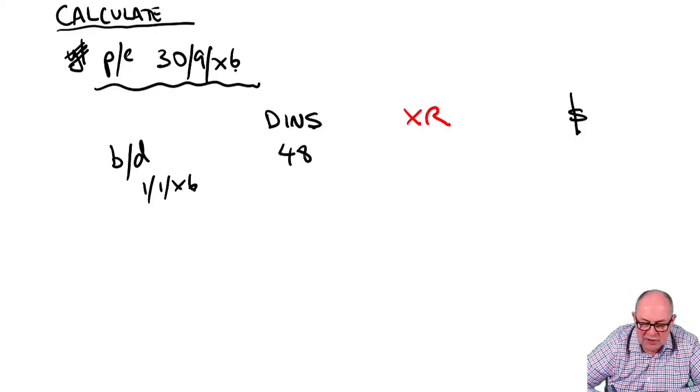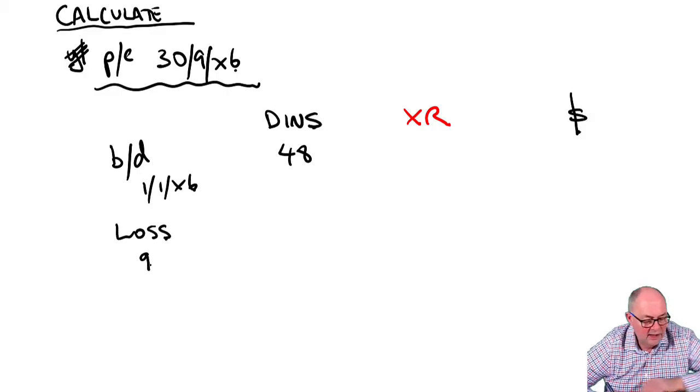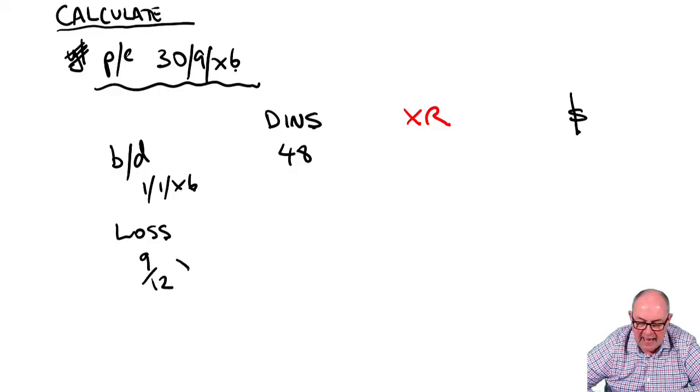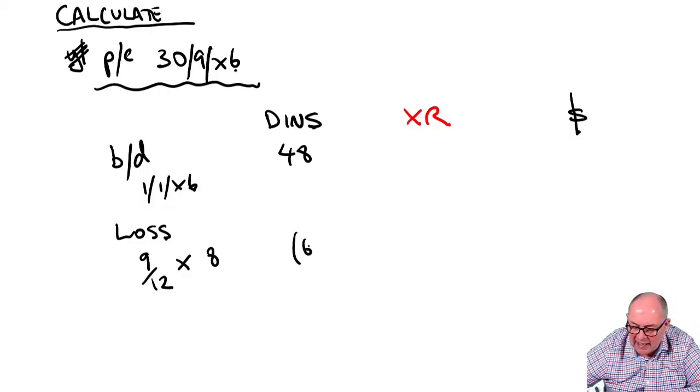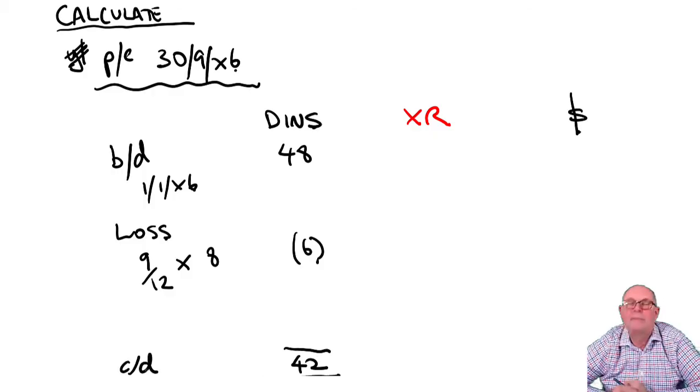I'm told the loss. There's a loss in the year, and I just need to be concerned with 9/12 of that loss, and the loss that's reported is 8, so that's -6. That would give you carried down. It's not completely correct, because strictly I should have put in the fair value adjustment.